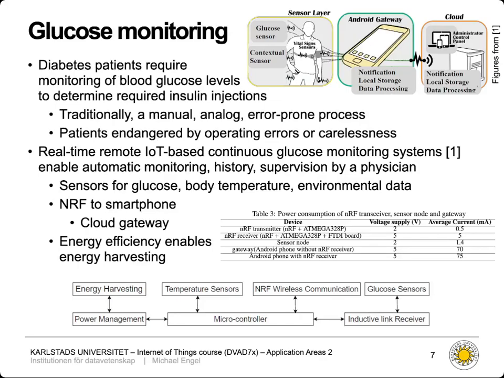So let's look at some examples from the healthcare area. And one common problem is for patients suffering from diabetes. So diabetes patients require monitoring of blood glucose levels, and this is required to determine their required insulin injections. So usually this has been a manual process where you take a blood sample, you apply it to some sort of test sheet or test paper, and then you get some information out of it. And according to this, you can actually plan when you need your next insulin injection.